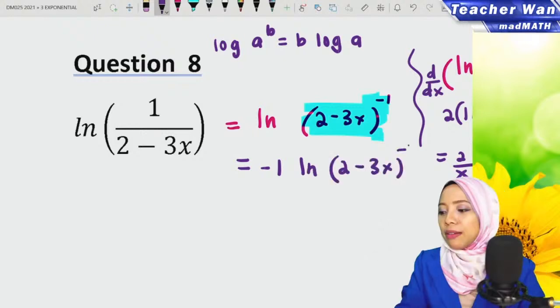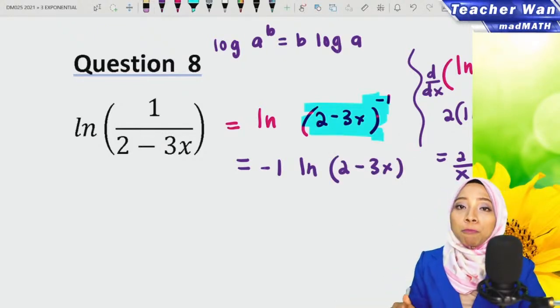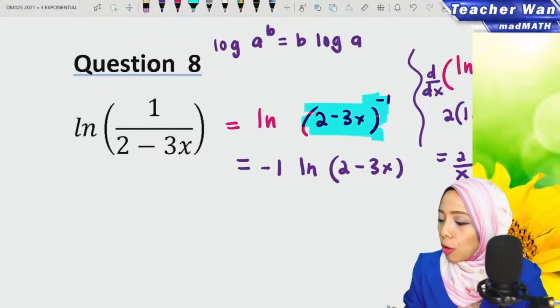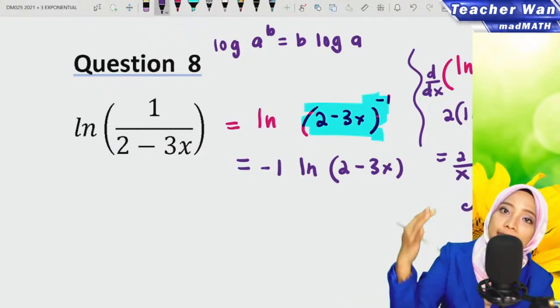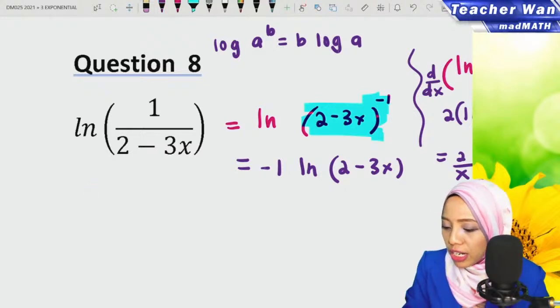Don't ask madam why we don't subtract one. Because again, I told you, this is not chain rule. We are using log properties where we bring the power to the front. Okay, so now differentiate. Now only we are ready to differentiate.